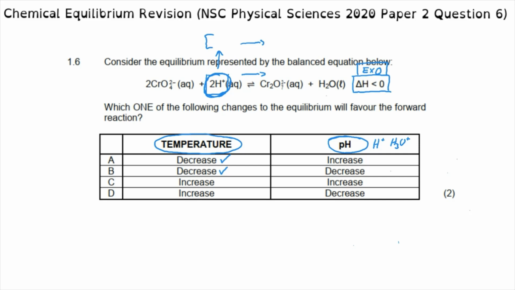Now, increasing the concentration of hydrogen ions is going to make the solution more acidic, which is going to make the pH of the solution decrease, because as it becomes more acidic, the pH heads away from 7 towards 0. And so option B is the correct option, because decreasing the temperature will favor the forward reaction, which is exothermic, and decreasing the pH would mean adding more hydrogen ions, which again would favor the forward reaction. So our correct answer is option B.